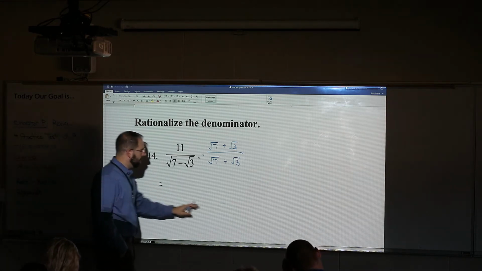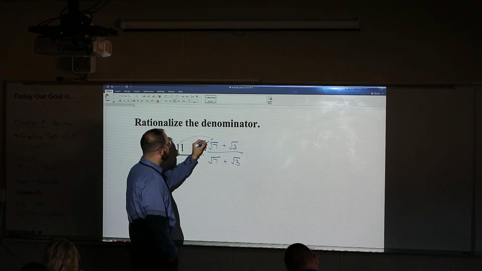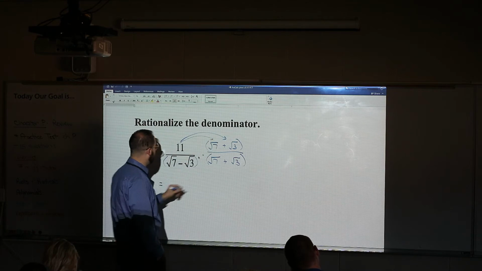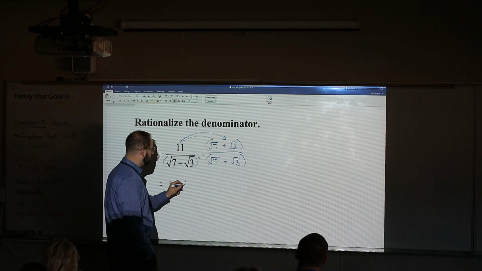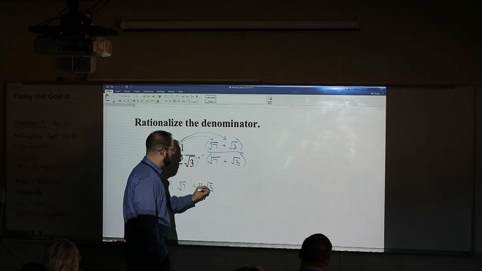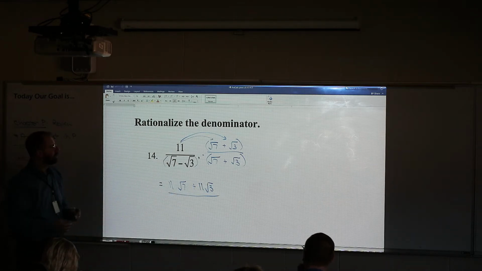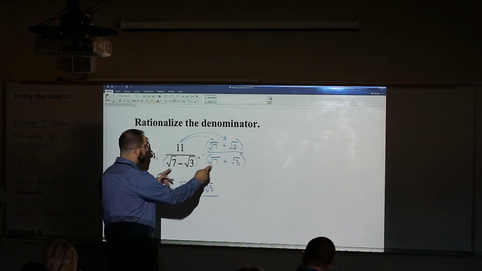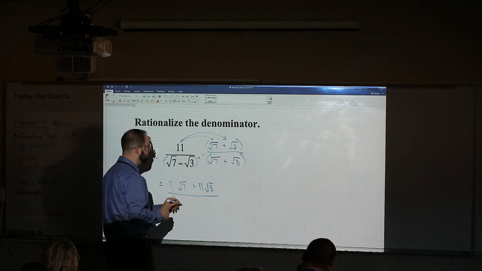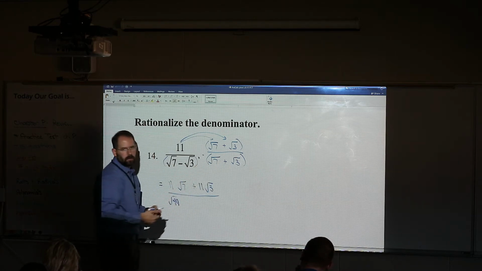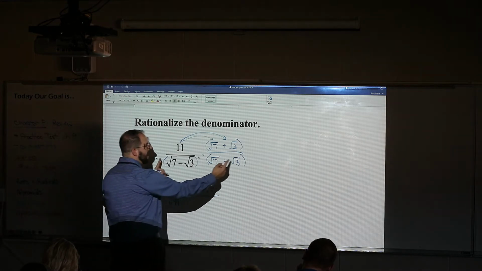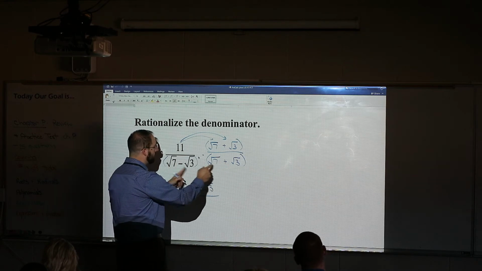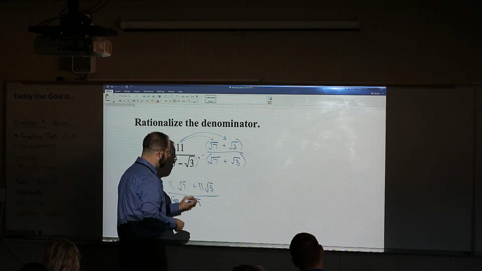So on the top, we're going to distribute the 11 through, because this is actually in parentheses, same thing down here. So we have 11 root 7 plus 11 root 3, all over, because I distributed the 11. Now on the bottom, we have to go first, outer, inner, last. First is root 7 times root 7, which is root 49. We'll simplify that here in a minute. The outer and inner will cancel. That's how the conjugates work. Because that'll be a positive root 21, negative root 21, they cancel. And then the last is negative root 3 times positive root 3, which is negative root 9.